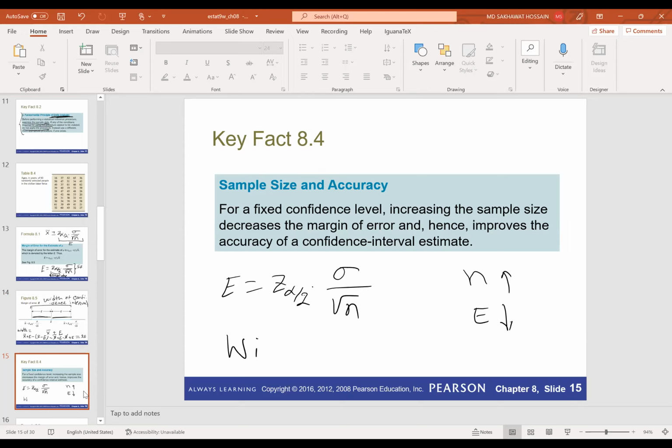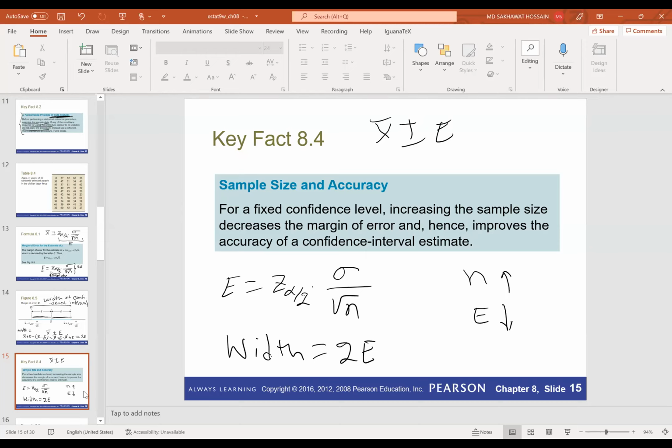And we know that the width of the confidence interval is 2 times the margin of error. So if the margin of error decreases, that means the width will also decrease. So if n increases, the width of the confidence interval will decrease, and the margin of error will also decrease. That's when we'll have a more accurate, more concise confidence interval. The confidence interval is x bar plus minus E. If E is smaller, we will have a narrower confidence interval, right? But if E increases, then we'll have a wider confidence interval.